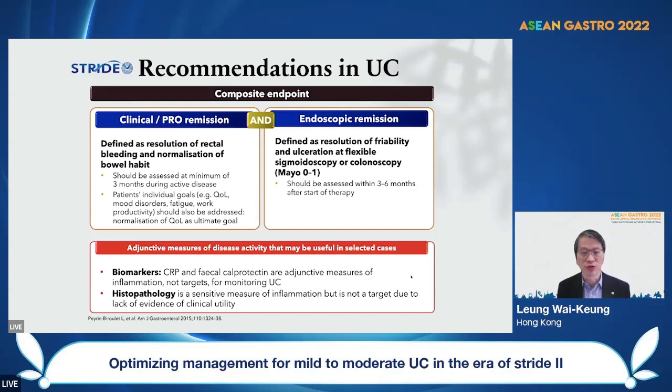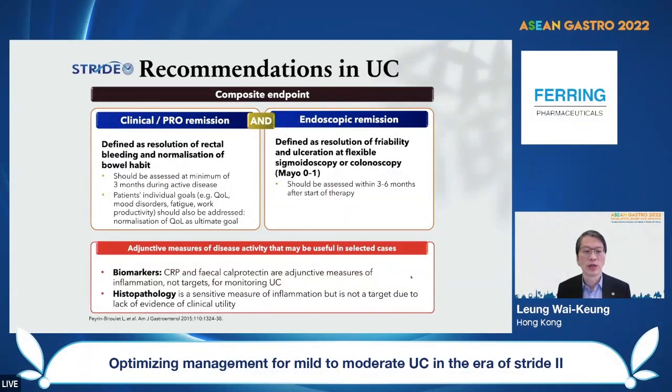So the endpoint or target that we want to achieve in 2015 in the STRIDE 1 guidelines is basically clinical and endoscopic remission. Clinical is defined as resolution of bleeding and normalization of bowel habit. And for endoscopic remission, they adopt a Mayo endoscopic score of 0 to 1. In STRIDE 1, biomarkers such as C-reactive protein and fecal calprotectin were only considered adjunctive measures of inflammation and not targets for monitoring UC yet.